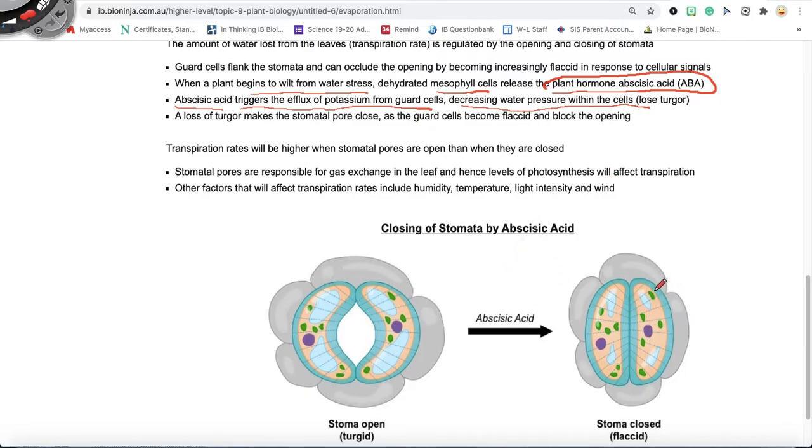So here, when they close, that means that there's an efflux of potassium leaving the guard cells. So they lose turgor, or they lose pressure, and they close. And that efflux, or release of potassium, is triggered by abscisic acid, which is a hormone. Write that down. And this hormone is released by the mesophyll cells.